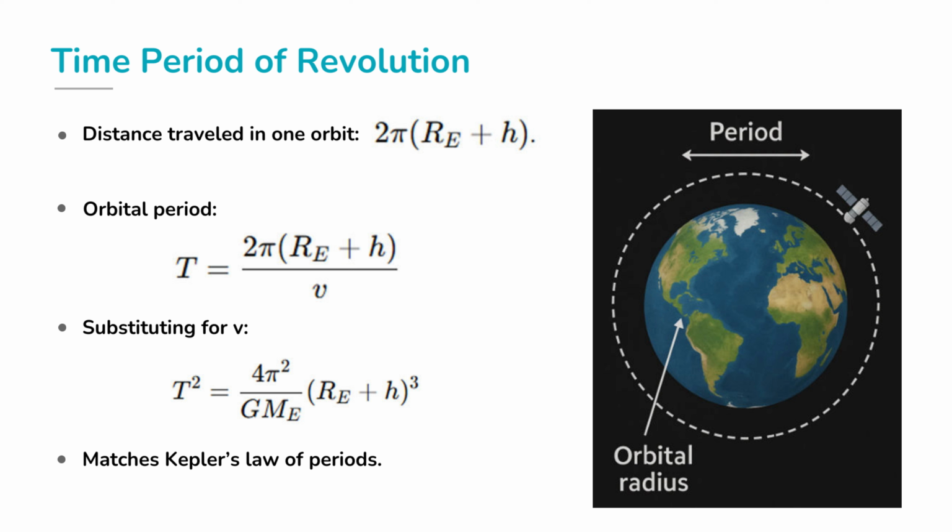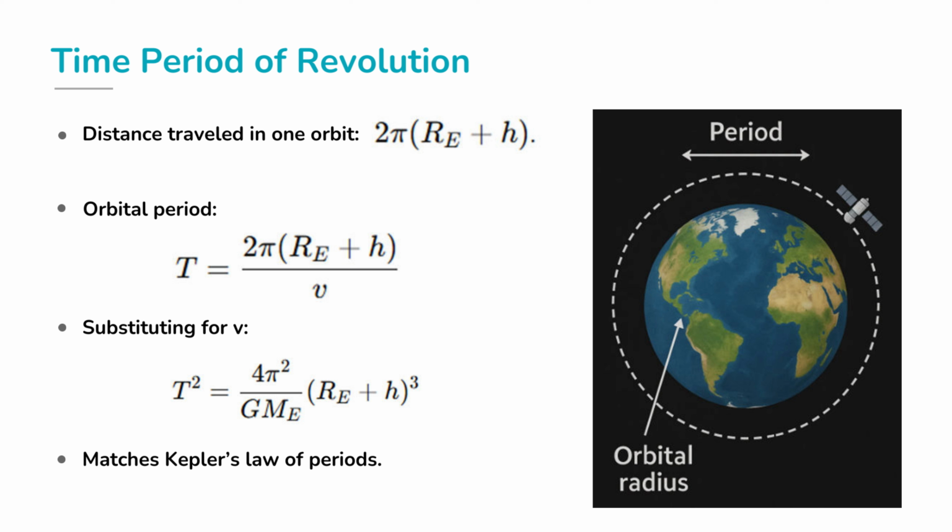Now let's find how long a satellite takes to complete one orbit. The distance for one revolution is 2 pi times (r_e plus h). Dividing this by orbital velocity gives the time period T. After substitution, we arrive at T squared equals 4 pi squared divided by G M_e multiplied by (r_e plus h) cubed. This is exactly Kepler's third law.